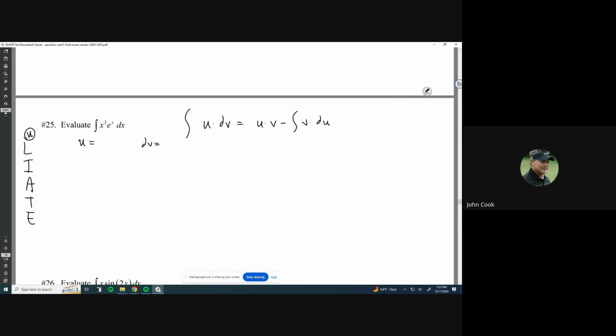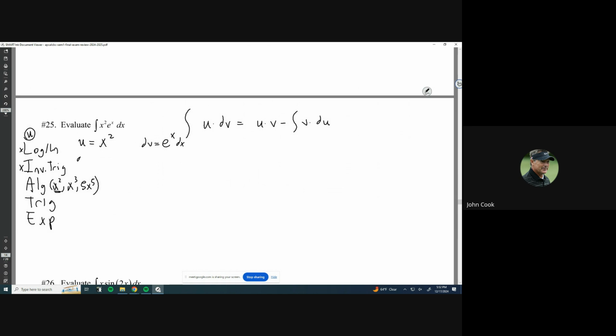So L stands for log or natural log. I stands for inverse trig. A stands for algebra, so that would be x squared, x to the third, 5x to the fifth or something, any of those things. T is just going to be regular trig expressions, and E is regular exponential expressions. Well, if we go in order of importance, there's no natural logs or logs, there's no inverse trig, but there is an algebraic expression, x squared, right there. So that's what I'm going to let equal u, and then dv is going to be the rest of it. So it's going to be e to the x dx.